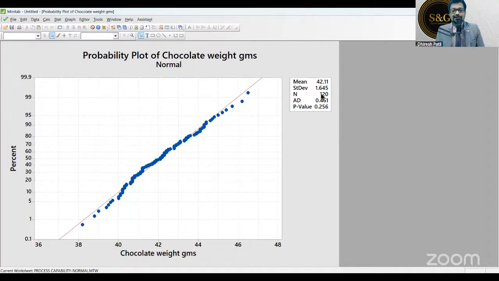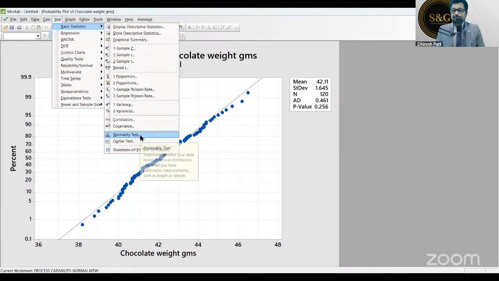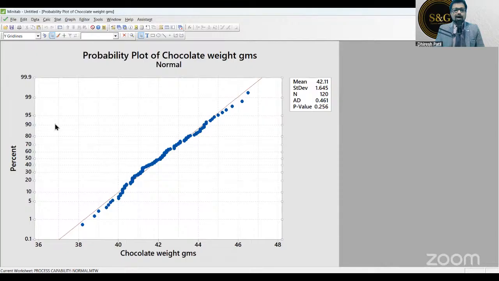Yes, very good, Santoshi. Super. So this is the p-value. How did we do it? Stat, Basic Statistics, Normality Test. Remember this sequence. If the data is non-normal, then we have some other procedures, but let's not divert to that. It is a big science again. So we'll come back to our process capability.